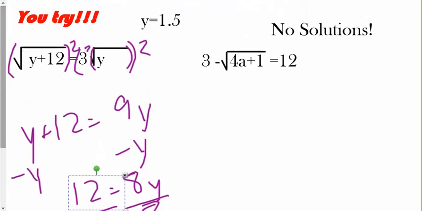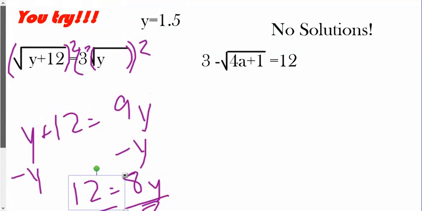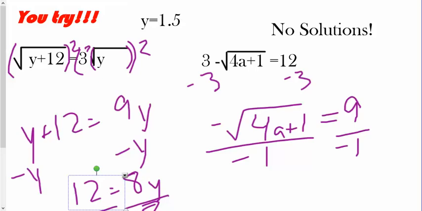Double checking my answer, I could plug that in, and I would realize that that would not be an extraneous solution. Let's look at the next one. I first subtract 3, so I have the negative square root of 4a plus 1 equals 9, and then I divide by that negative. Square root of 4a plus 1 equals negative 9.